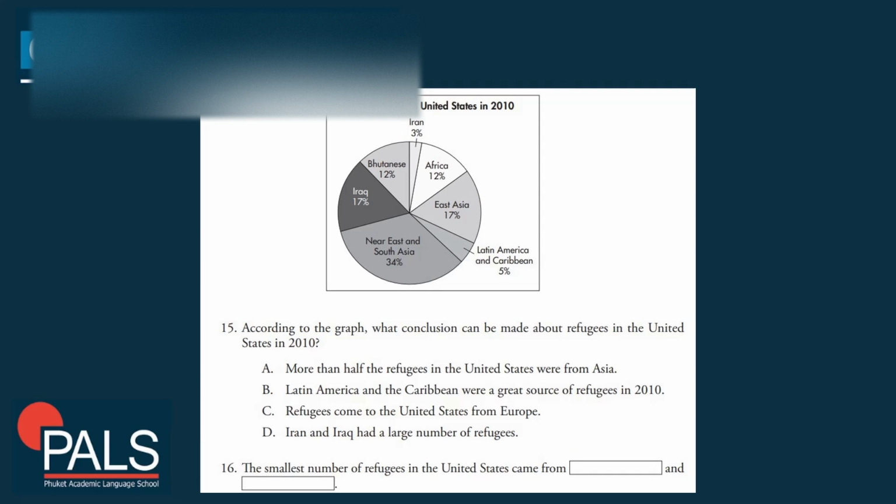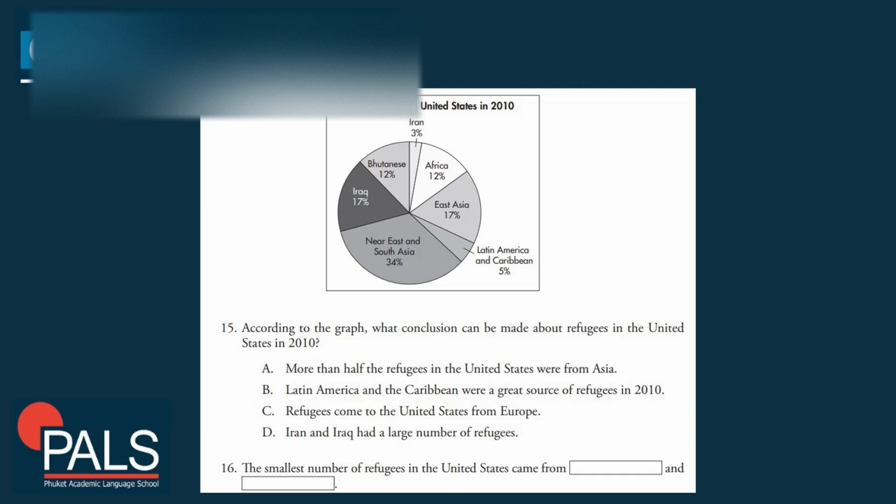Here you go, another easy one. So look at the pie graph. Notice which area refugees came from. The top of the graph says the title, Refugees in the United States in 2010. So we're going to be looking at where these refugees came from. 15 asks, according to the graph, what conclusion can be made about refugees in the United States in 2010?